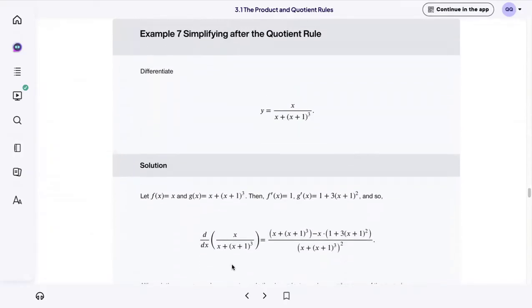Let's see this one. This one requires us to simplify after we take a derivative. So this one is saying after the quotient rule. So let's apply the quotient rule. So y prime equals the derivative of the top, which is 1, multiplied by the bottom, which is x plus 1 cubed. Because it's 1 multiplied by something, I don't really need to write down this 1.